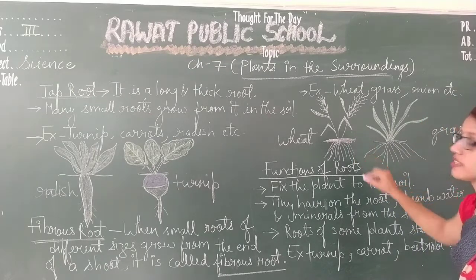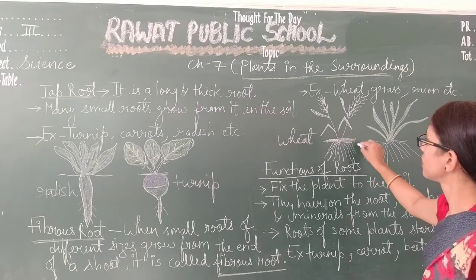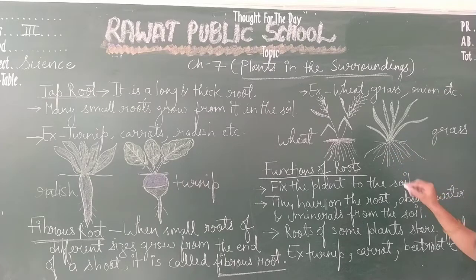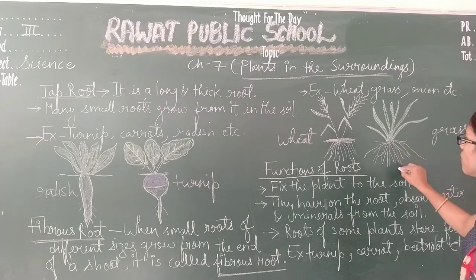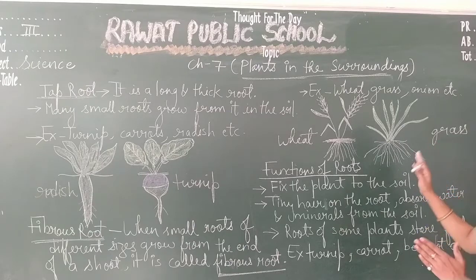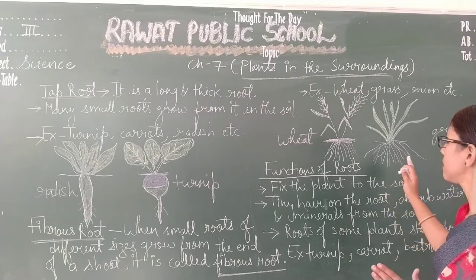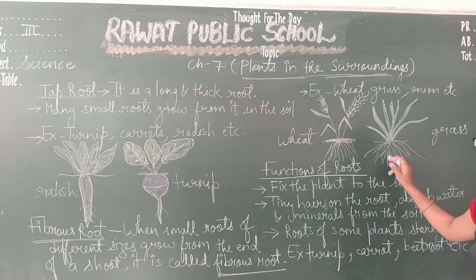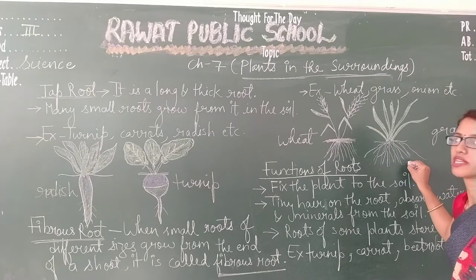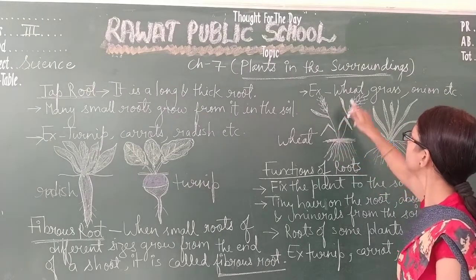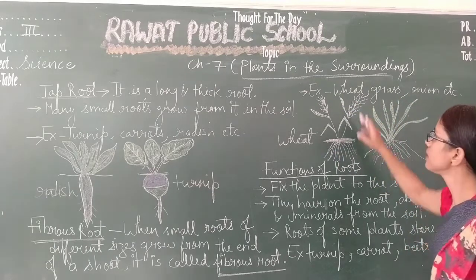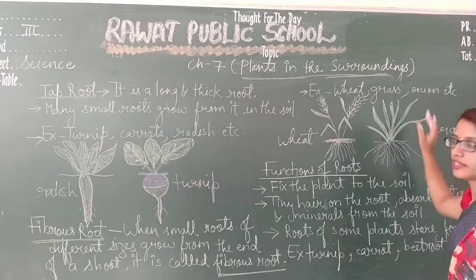Fiber-like, thread-like structures arise, and this is known as fibrous roots. Similarly in the grass also you can see many fibers arising together. There is no single thick root in the center, whereas roots of different sizes arise together, and they are known as fibrous roots. Examples of fibrous roots are wheat, grass and onion.